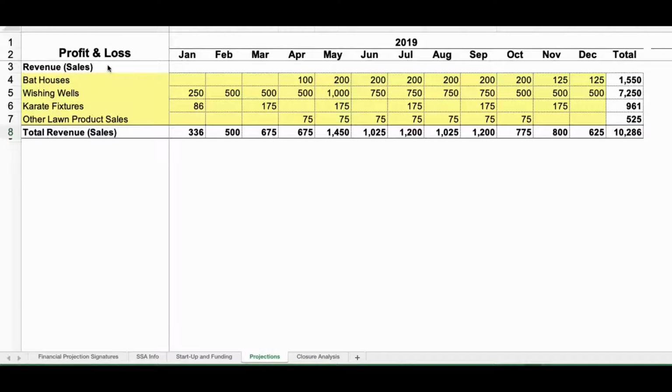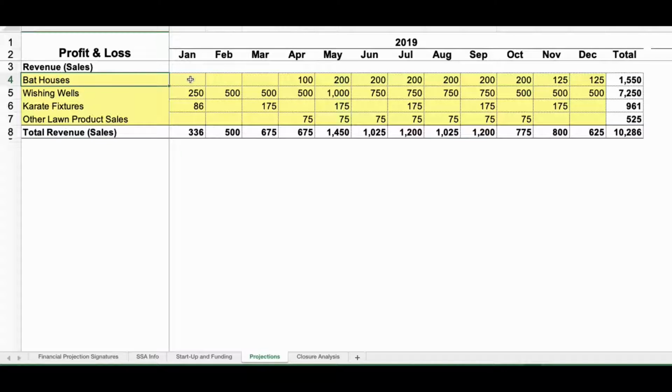So when we look at the revenue or the sales from Stephen's income, what you'll see is that there are 4 different product lines that Stephen's going to be dealing with. He's going to be selling bat houses, wishing wells, karate fixtures, and then he has other lawn product sales that he's going to be offering to customers. As we just mentioned, you'll notice that there are 4 different line items for these. So he's tracking the revenue from each of these different product lines separately. And you'll see how that begins to play out in the numbers section of this.